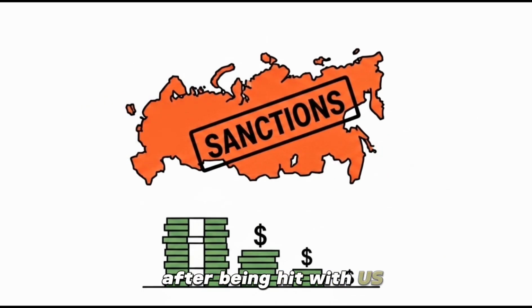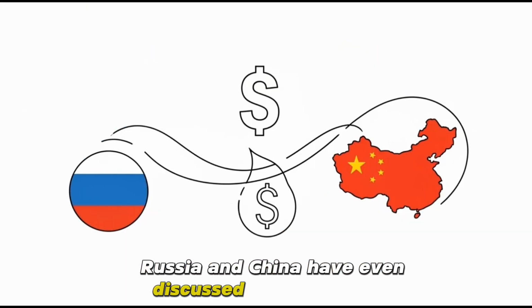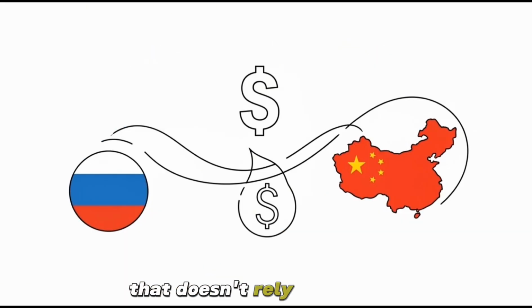Second, Russia has been moving away from the dollar. After being hit with US sanctions, Russia started reducing its dollar reserves and trading oil in other currencies like euros and yuan. Russia and China have even discussed creating a new payment system that doesn't rely on the dollar.